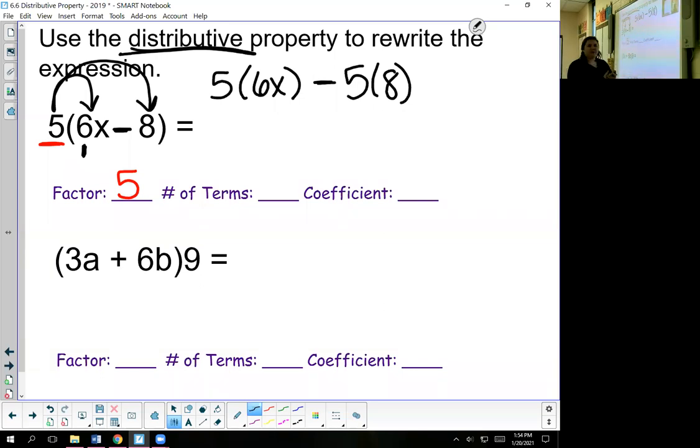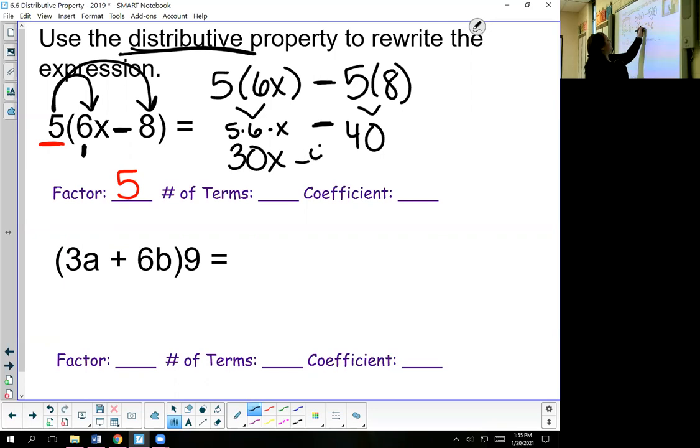So how do you think you're going to get this? Well, it's still subtraction. I know this is 40. And what do you think this answer would be? Well, yesterday we did 1 times 6, so that was 6x. We had 1 times 7, which was 7x. So it's the same thing here. You would do 5 times 6, which is 30, and just tag along Mr. X. Here's the reason why, because that's really what it is. 5 times 6 times x. So that's 30x minus 40. That is your final answer.